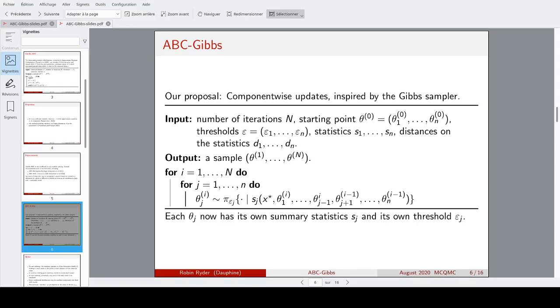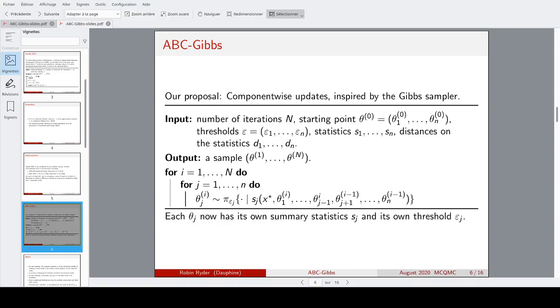Now, what you should note here is that since we are considering each parameter sequentially, that means that we are going to have a threshold epsilon j for each theta j, and we're also going to have different summary statistics for each theta j. Now this is going to be quite interesting because it's going to allow us to use summary statistics which are typically of dimension 1 if theta j is dimension 1. And if we are able to find good summary statistics for each of these components, then we're going to have good approximations at each step.